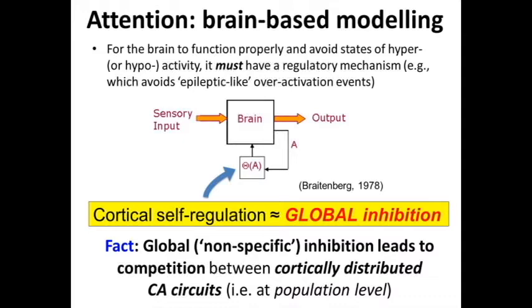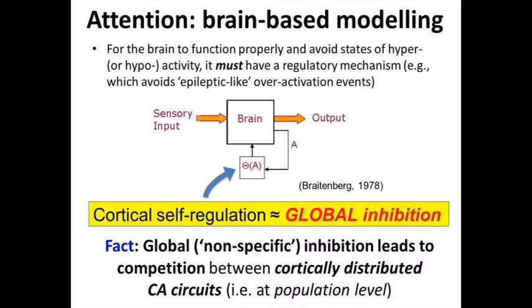The system should theoretically be this simple thing where we've got some sensory input entering the cortex, it generates some output, but there's also a circuit in charge of cortical self-regulation attached somewhere. In other words, some part of the brain must be receiving activity that is proportionate to the total activity within the cortex and projects an appropriate inhibitory response.